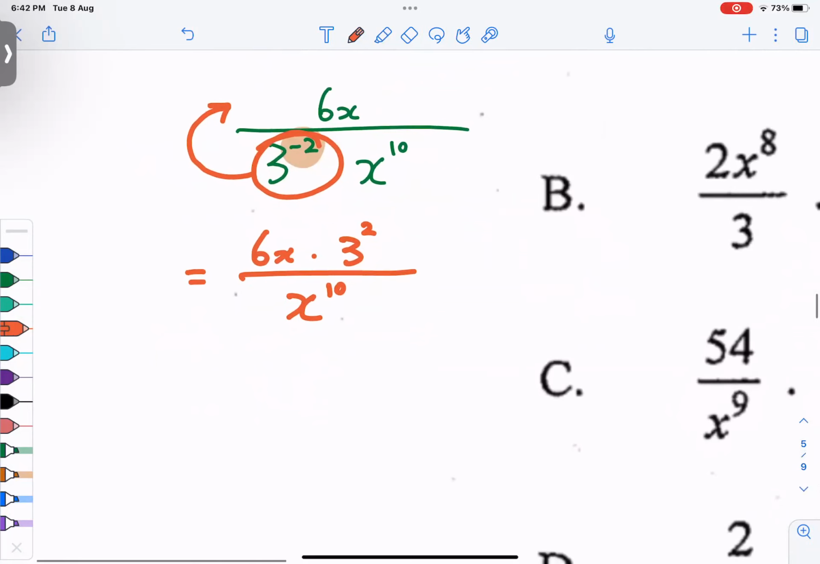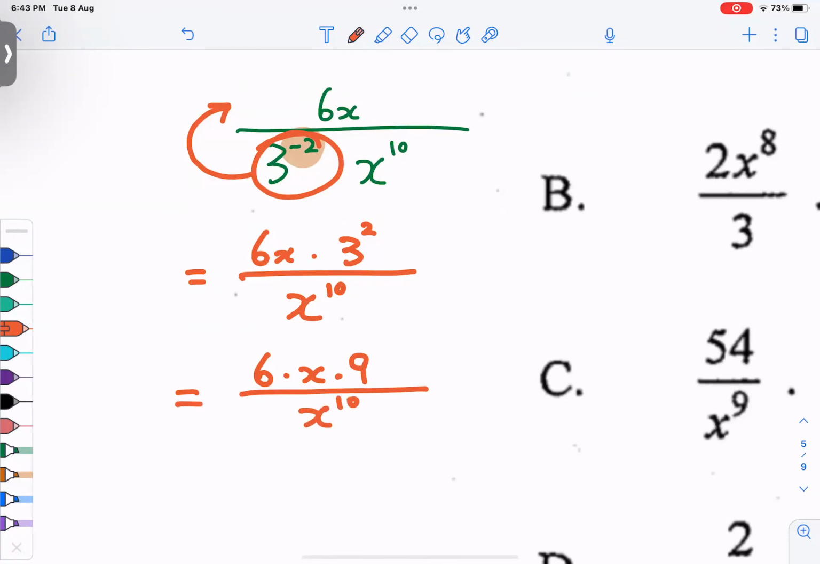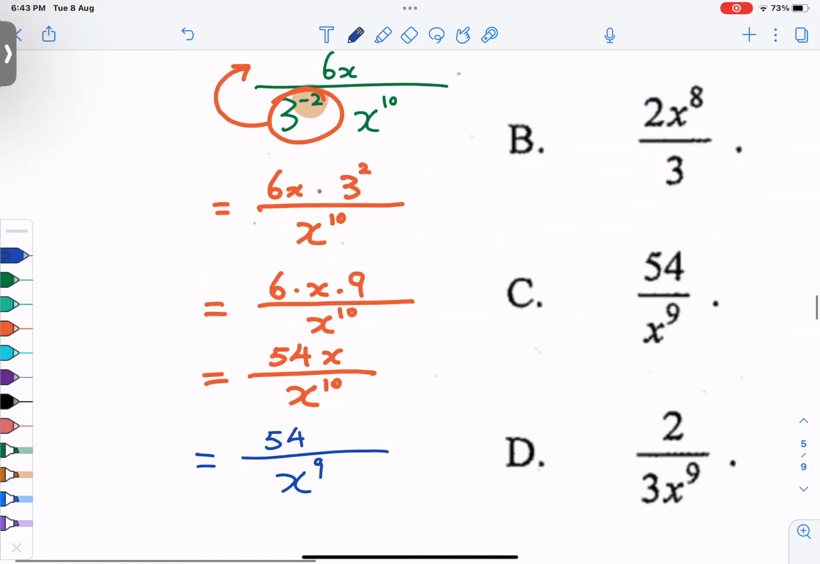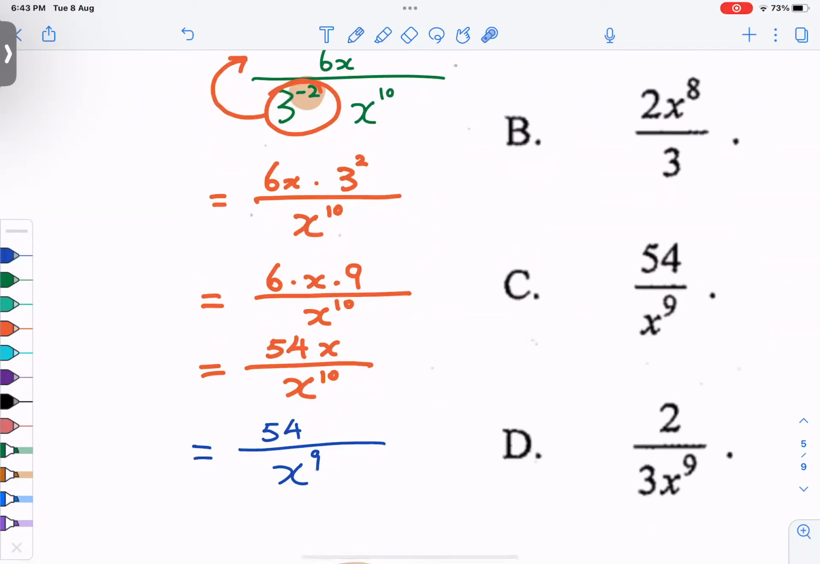So can you continue on your own? What is 3 square? And then times 9, times 6. 54. Yep. X. So you have 54x and then x10 here. How about for the x? Which side is bigger, up or down? Down, so you minus the x, so it's 9. Yes, so you keep it on the downside. 10 minus 1, 9.